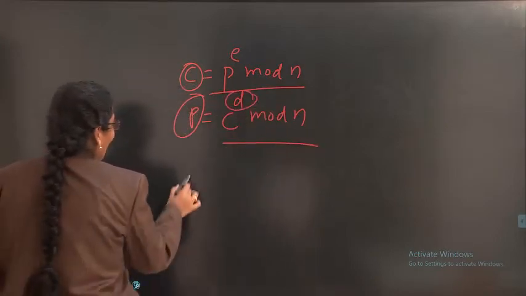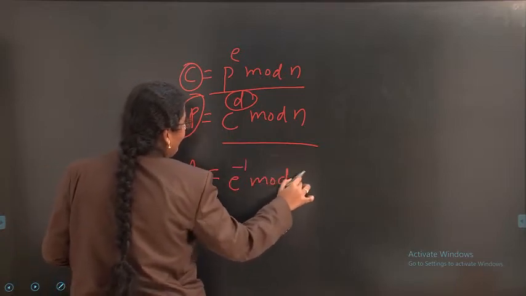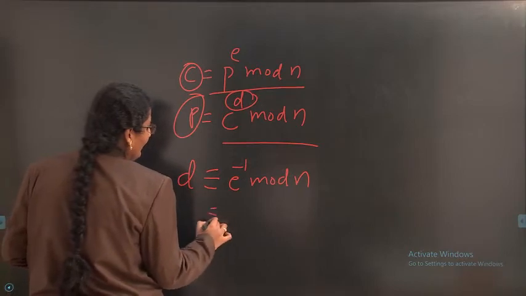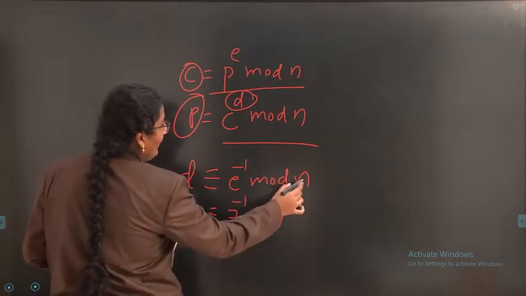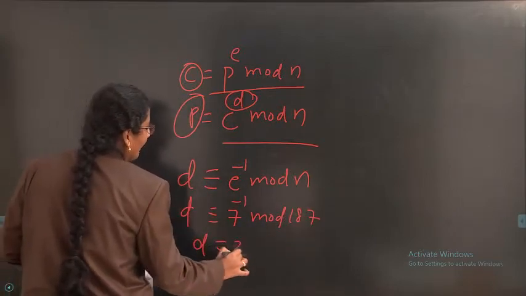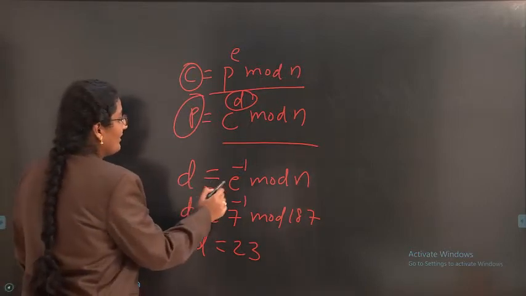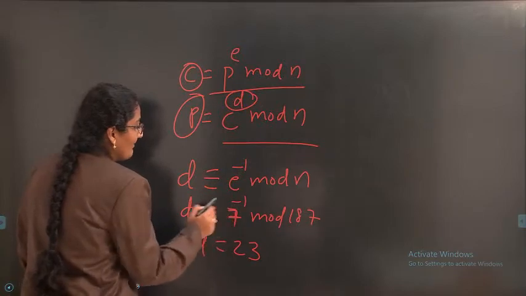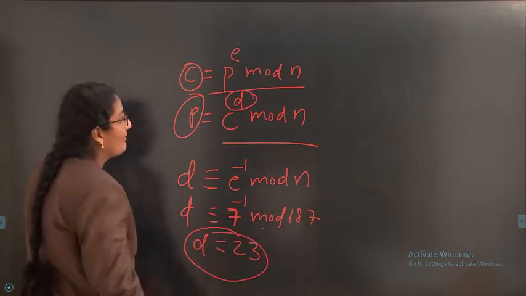So what is the D value? D equivalent to E inverse mod N. By solving this, with E equal to 7 and N value 187, I will get D equal to 23. So what is the formula I have for D? D equivalent to E inverse mod N is the formula. E inverse means 7 inverse, mod N means 187. By solving this we will get D equal to 23.